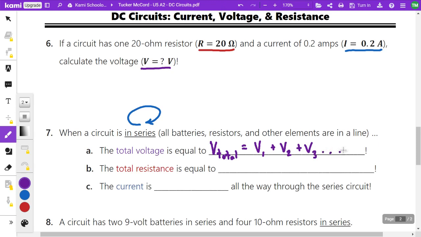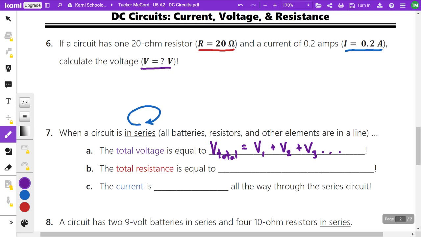If it's just the one, then your total voltage is the voltage of that one battery. If there are two, then you add up those two batteries to get the total voltage. If there's three, you add up all three, and so on and so on. If there's 10 batteries, you add up all 10, and that is the total voltage in your circuit, driving the electrons around and around and around through that loop.